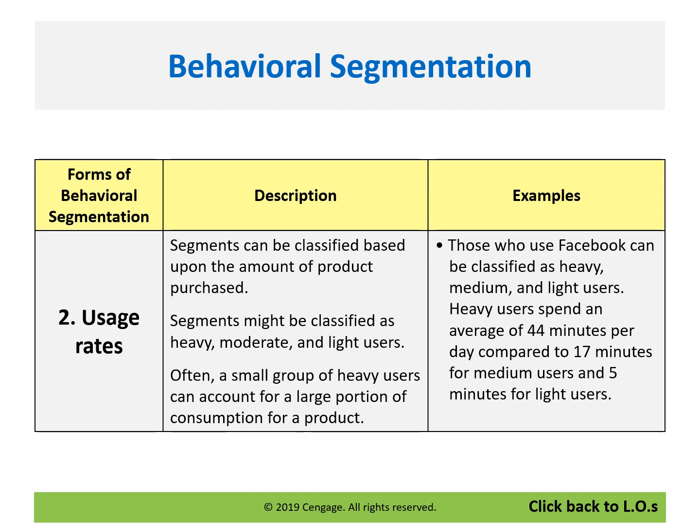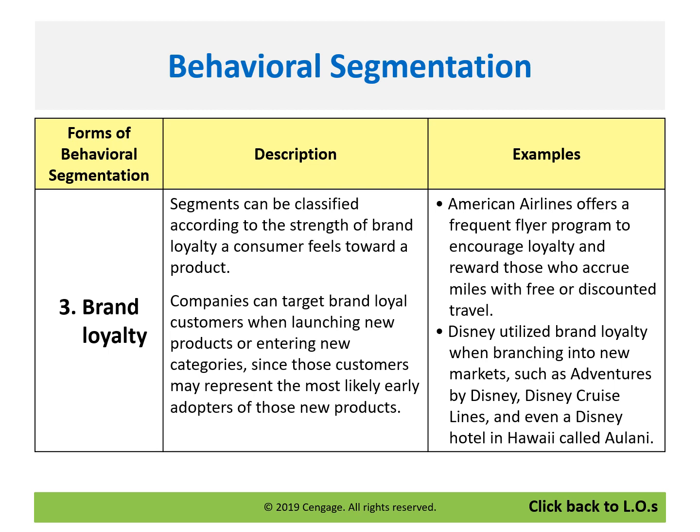Segments might be classified as heavy users or moderate and light users. Often, a small group of heavy users can account for a large portion of consumption for a product. So, for example, those who use Facebook can be classified as heavy, medium, and light users. Heavy users spend an average of 44 minutes per day, compared to 17 minutes for medium users and 5 minutes for light users. The third form of behavioral segmentation is brand loyalty.